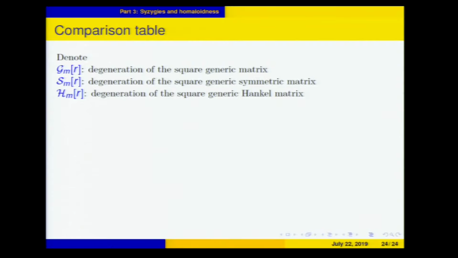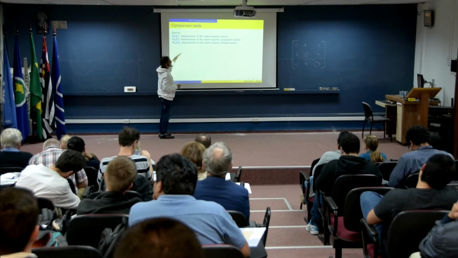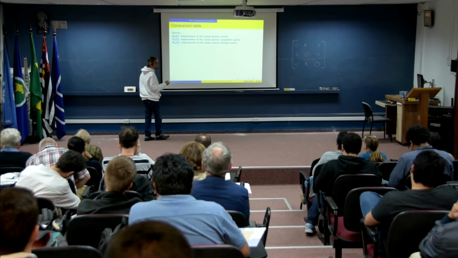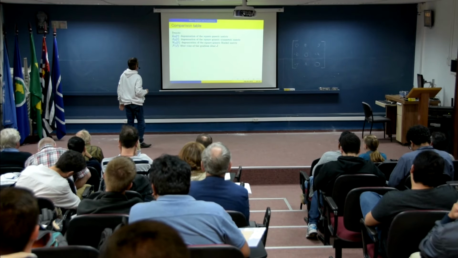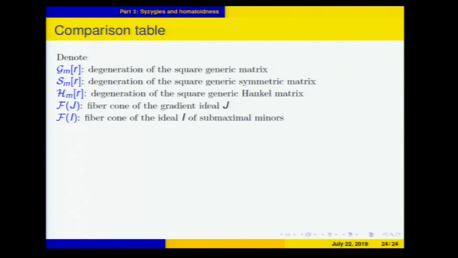Now, I put this R here to compare just the degenerations. So I can degenerate this in the same way I did for the Hankel, and also the symmetric. So we have these three. And as before, this denotes the fiber cone for any of these cases, because I always have a determinant. So Fj is the fiber cone of the gradient, and Fi is the fiber cone of the ideal of submaximal minors.